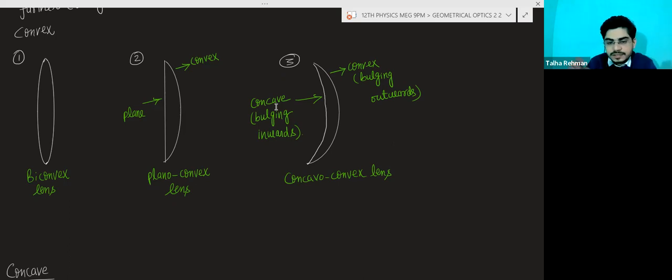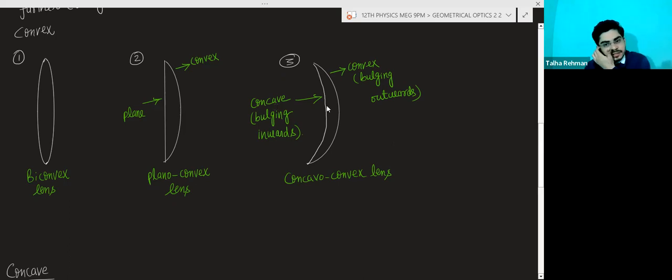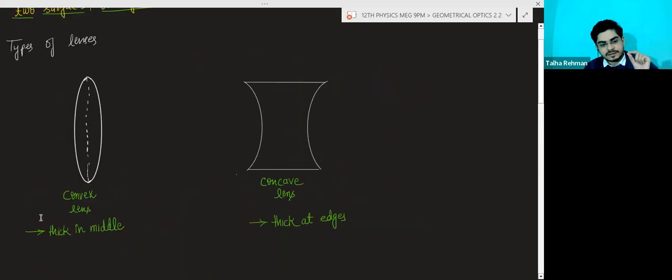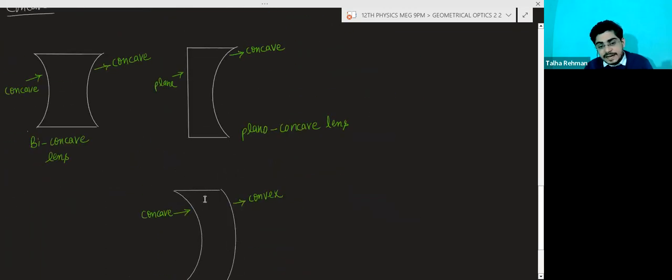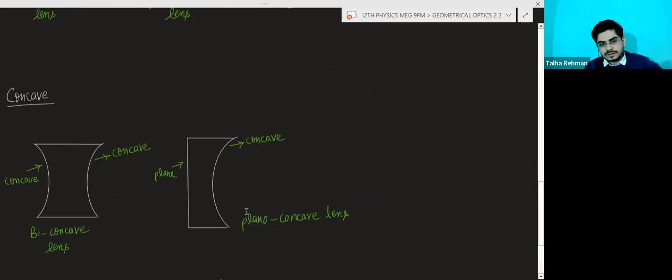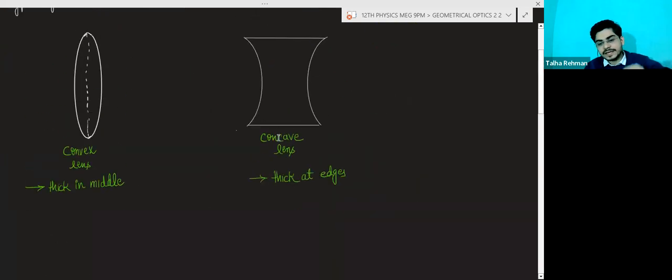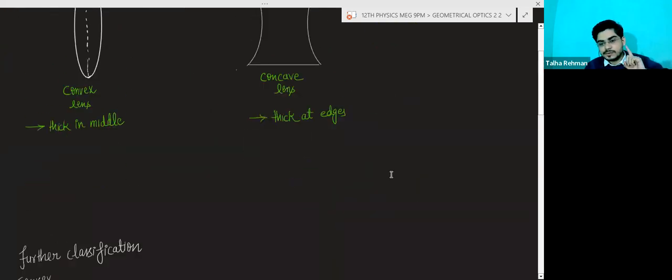No. See the structure. This lens is thick in the middle, and the lens which is thick in the middle is a convex lens, as we defined earlier. And see here, this lens is thick at the edges. Thick at the edges, we defined earlier as a concave lens.